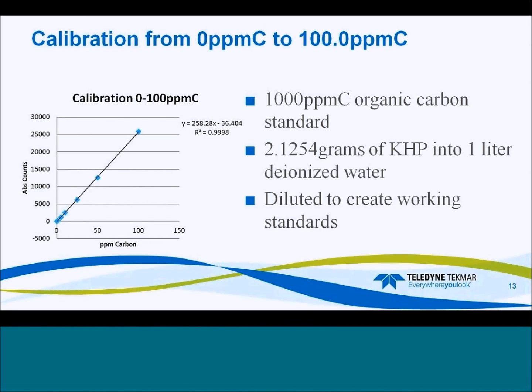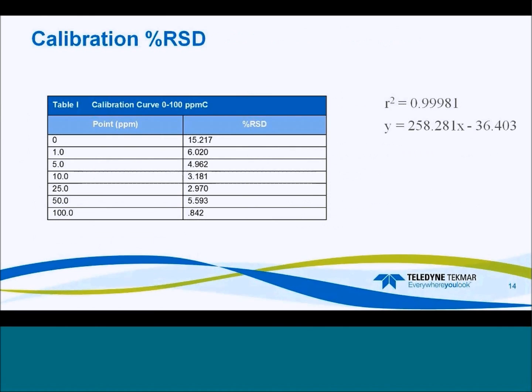So after making the 1000 ppm, I made a 100 from that. And then I also made a 0, a 1, a 5, a 10, a 25, 50, and 100. And that was my calibration. So you can see here on my calibration screen, it's linear, it's 0.9998. And that was the curve that we used to analyze the salt samples. So here are the points that I used. Like I said, 0, 1, 5, 10, 25, 50, and 100. And then again, R squared of 0.99981.